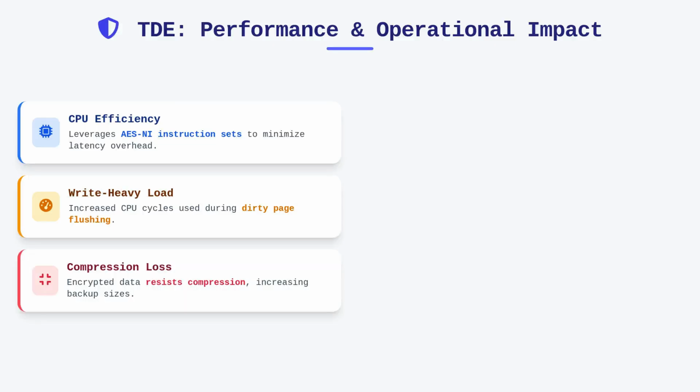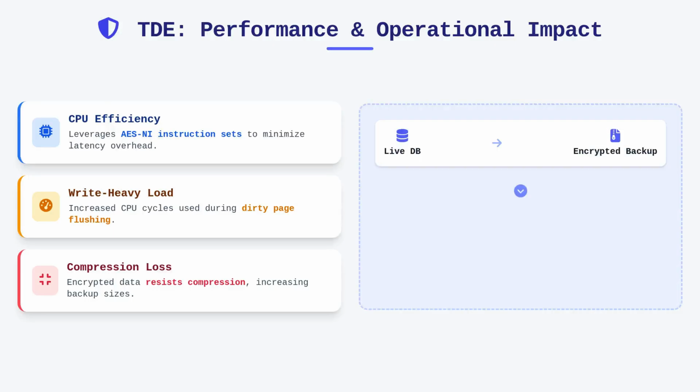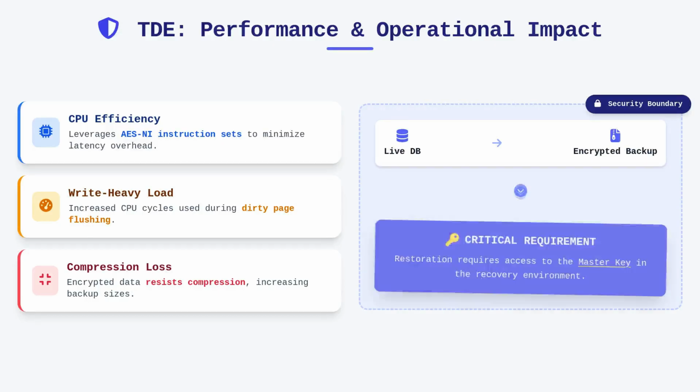Furthermore, because encrypted data does not compress as efficiently as plain text, you may notice that storage requirements for your backups are slightly higher if you leverage page-level compression in conjunction with TDE. When performing physical backups using tools like MySQL Enterprise Backup, the data remains encrypted within the backup files, which maintains your security boundary but requires that the backup environment also has access to the master key for restoration purposes.